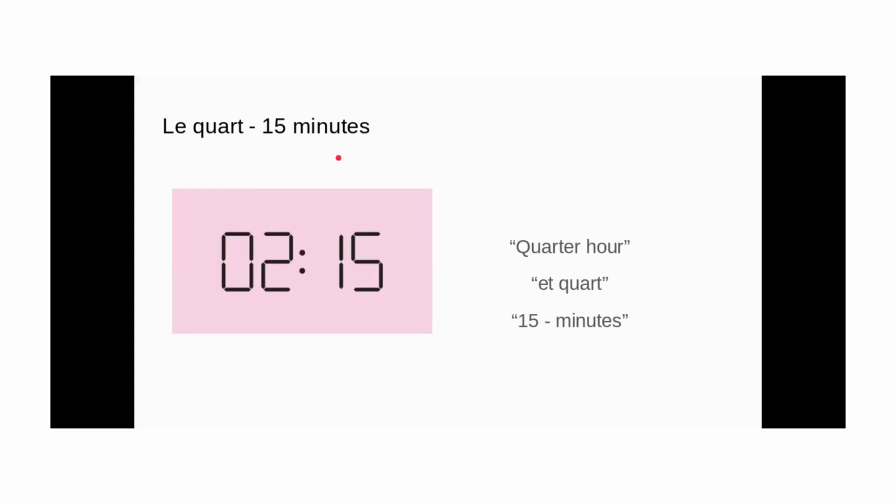Le quart, 15 minutes. Quarter hour, et quart, 15 minutes. So in our example here, we're talking about the quarter hour. Quarter of the hour would be 15 minutes. 2h15. 2:15. You could also say 2h15, 2:15 p.m. or quarter past the hour.